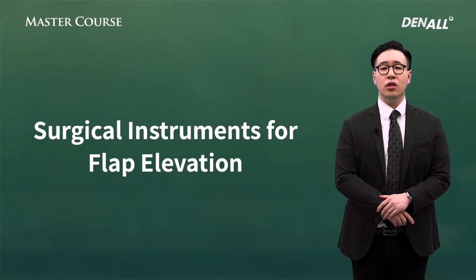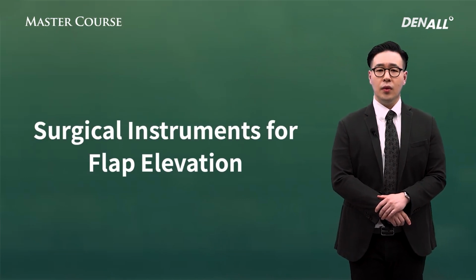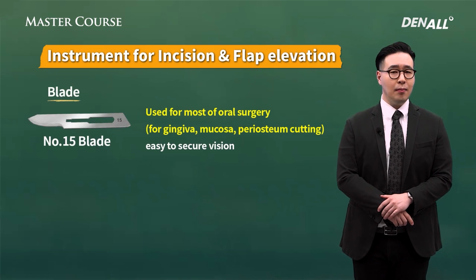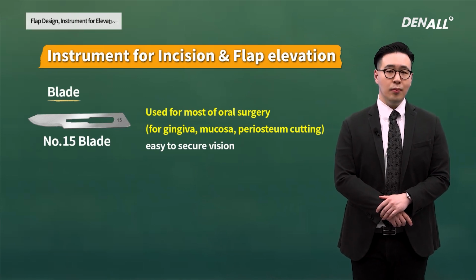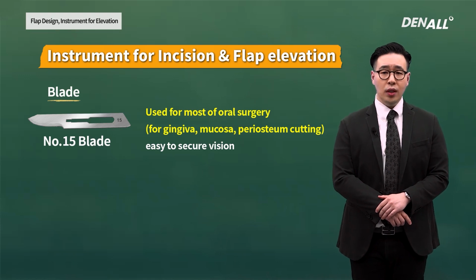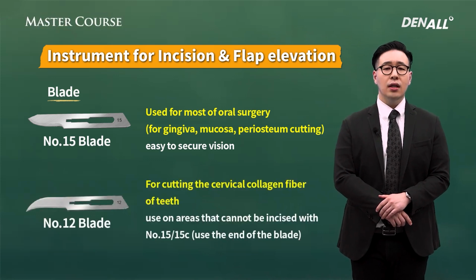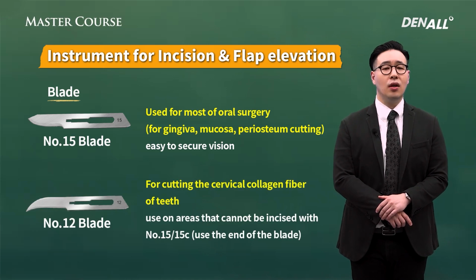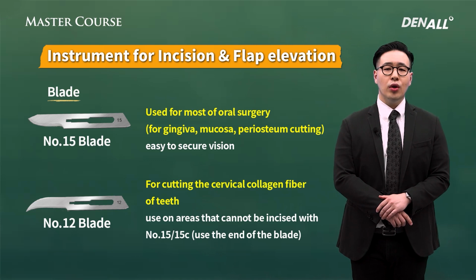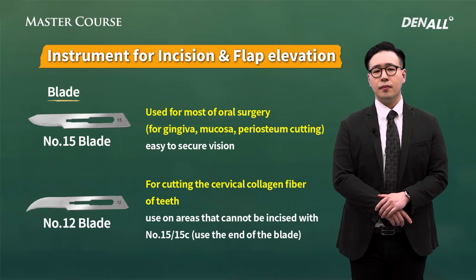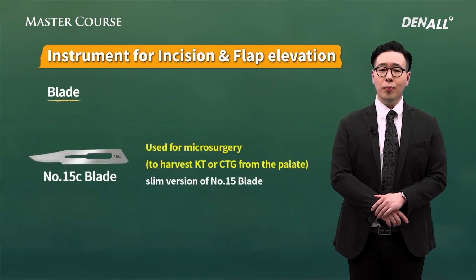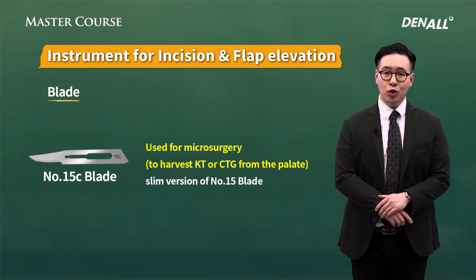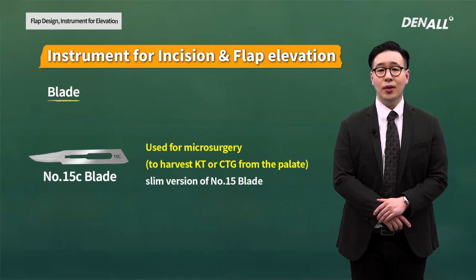Finally, I'm going to talk about the surgical instruments necessary for flap elevation. Normally, a number 15 blade is used. It is most suited for oral treatment. At times, if there's irregularity in the bone surface, because of the angle, the number 15 blade cannot reach the periosteum. That is the case for an area where a tooth is lost and posterior to the most distal tooth. And a number 12 blade can be used to sever the collagen fiber in the cervical area. The 15C blade is slimmer than the 15 blade, so it has better accessibility.